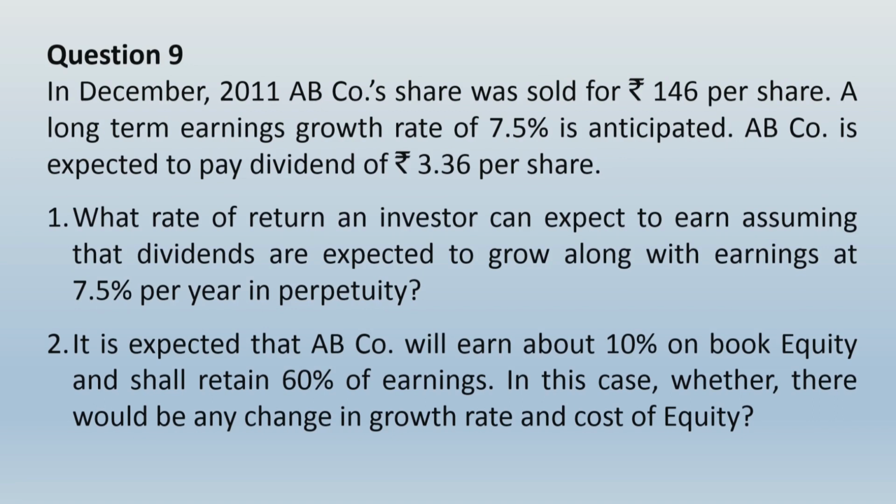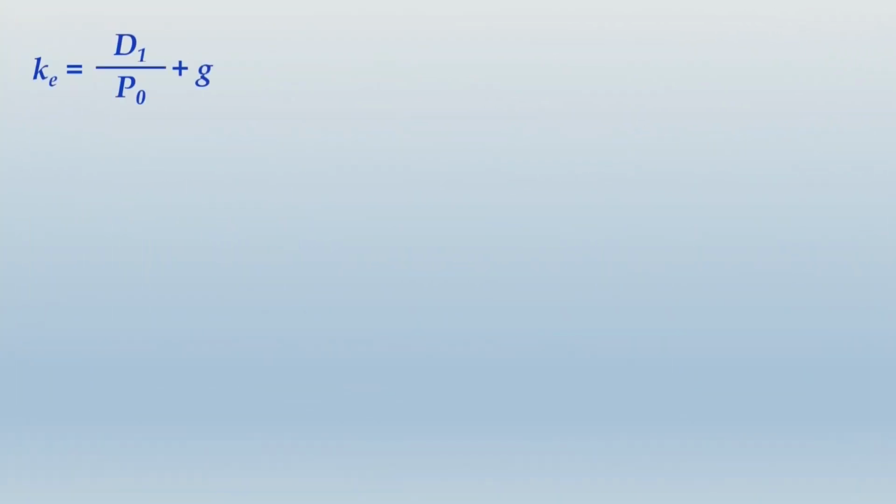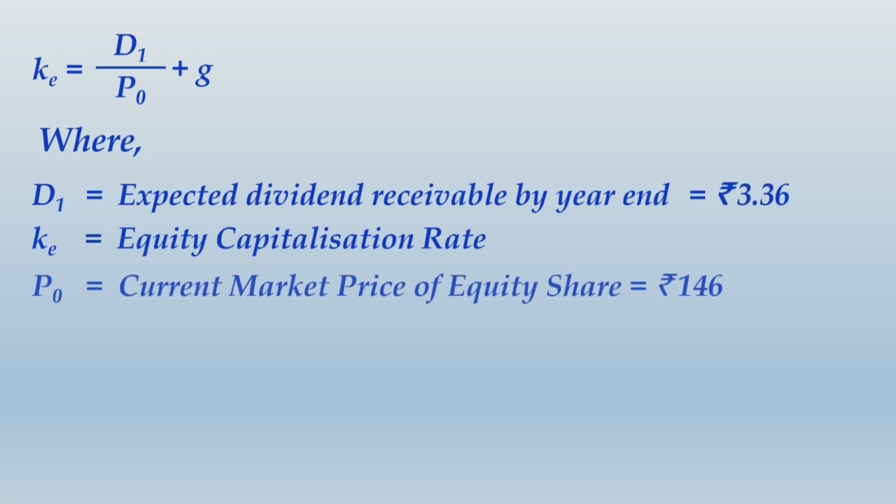So friends, the first part of the question is very straightforward and simple. Let us figure out the answer for the first part first, and then we will think of how to answer the second part. In the first part, you just have to find the expected rate of return or cost of equity, and that would be D1 by P0 plus G, where D1 is the expected dividend receivable by year end, that is 3.36. KE is the equity capitalization rate that we have to find out.